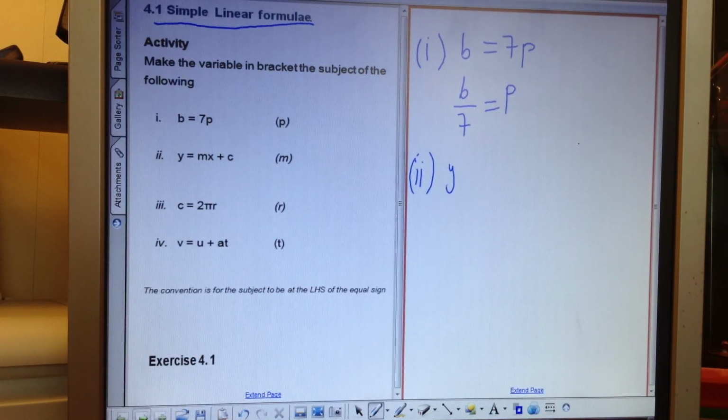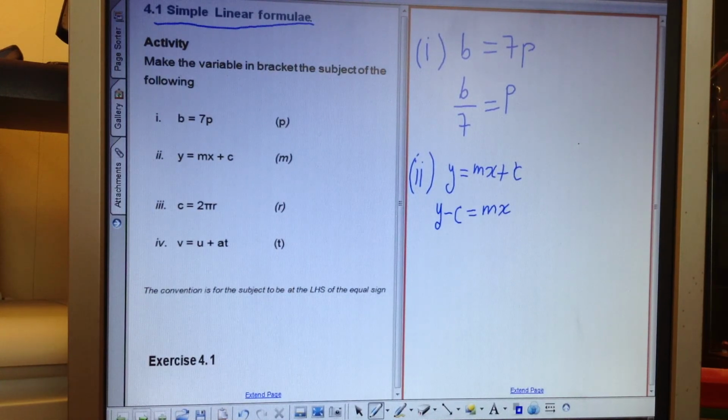We have Y equals MX plus C. In this case, we want to make M the subject. So we start by doing the opposite of adding C, which is subtracting C from both sides. If we subtract C from here, the C will tend to 0, and then we subtract C from the left hand side. So we're going to do Y minus C equal MX.